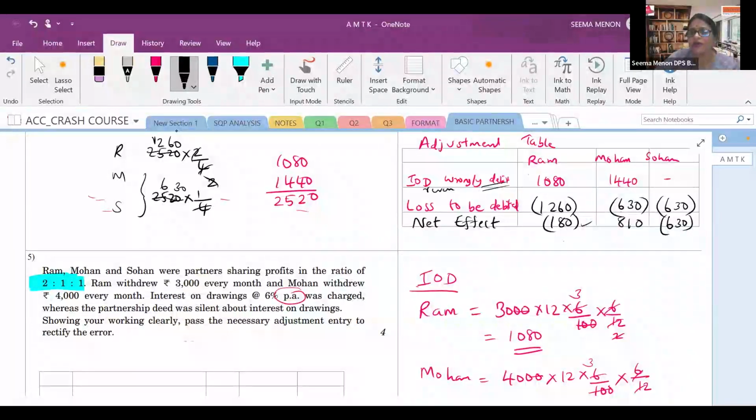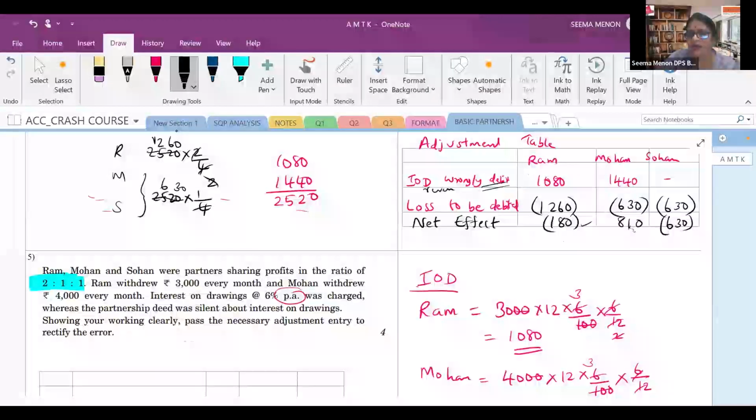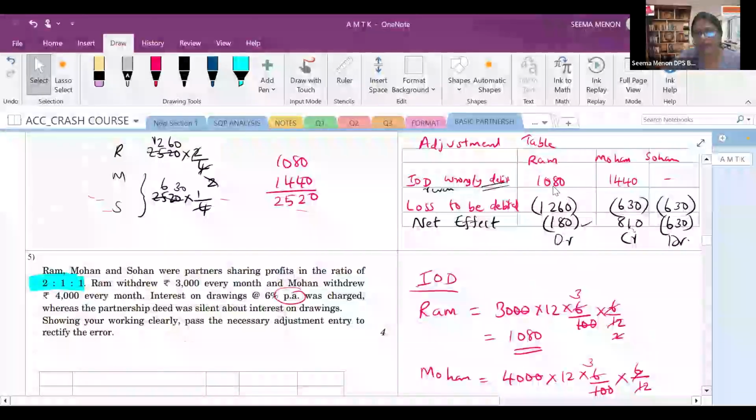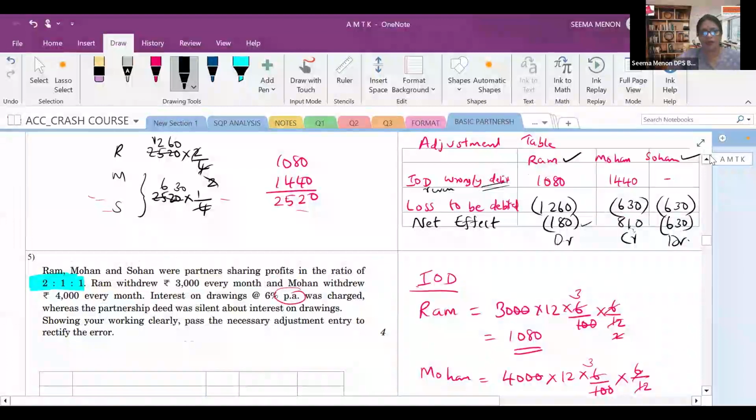He has to get 1,440, but there is a loss. After the loss, he will be getting only 810. So for the positive amount, he will put it as credit. And here Sohan, you can see he is already bearing a loss of 630, so he is to be debited. Now ultimately, all the debits will be the partners' loss and credits will be the partners' benefit. So what is the journal entry? Ram's capital account, Ram is to be debited. Sohan's capital account debit to Mohan's capital account.